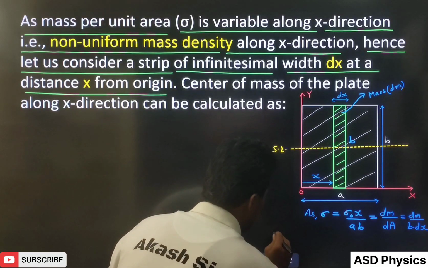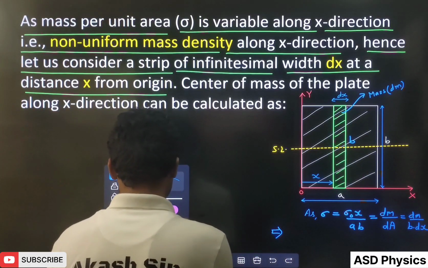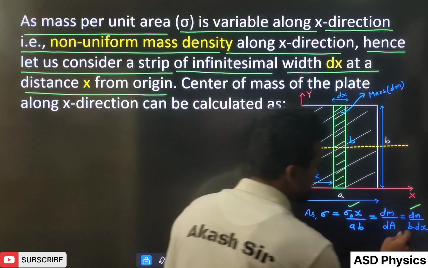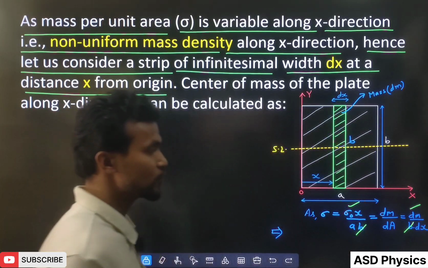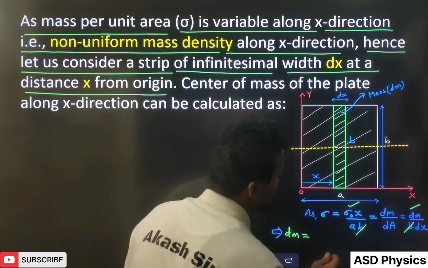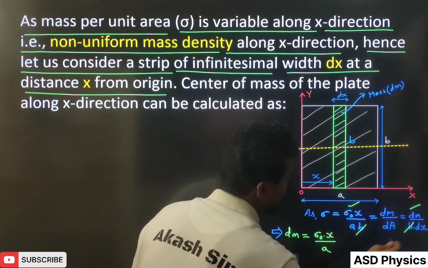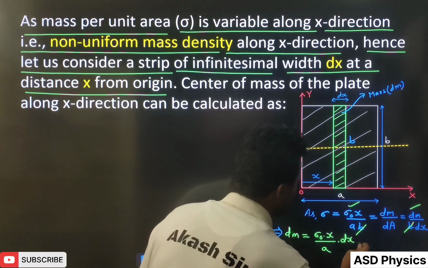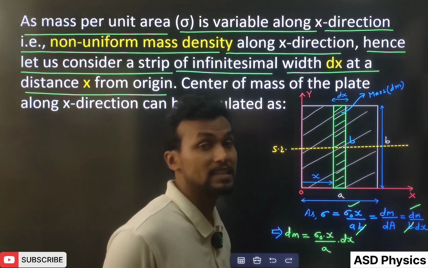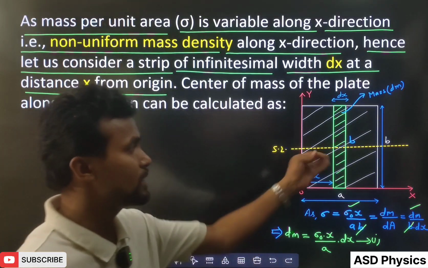Now if I write further, I am going to equate this and this. Kindly see this one and this one: if I equate them, this b and this b will cancel out. That means this dm will come here: sigma naught into x by a, and dx will come this side. So this is the value of dm, the mass of this strip: sigma naught x by a into dx. You can call this equation 1. We have got dm, the mass of the strip.